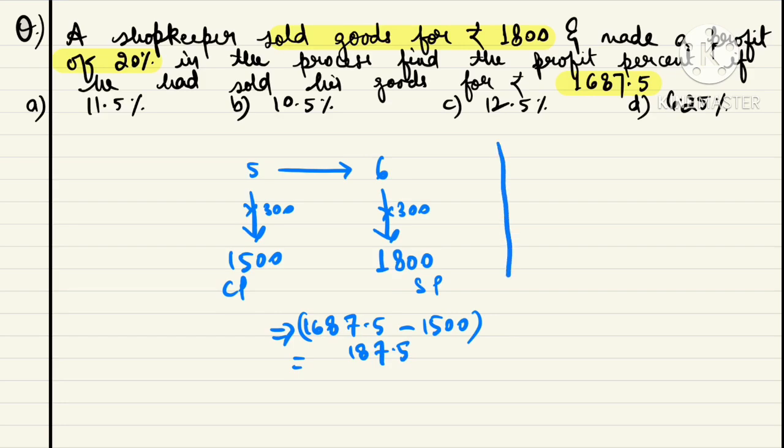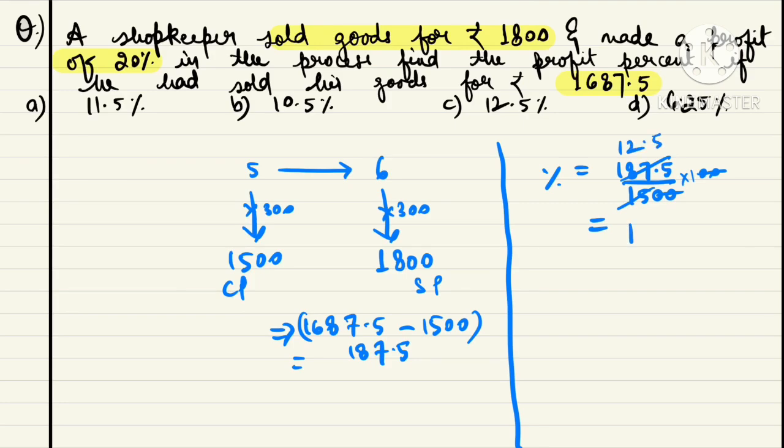Fine. So we need to find the percentage. So what will be the percentage? Profit percentage, new profit percentage will be 187.5 upon cost price. Cost price is 1500. So if you cancel it, you will get 12.5%. So 12.5% will be your answer. So option number C will be your answer. Fine. Let's move to the next question.